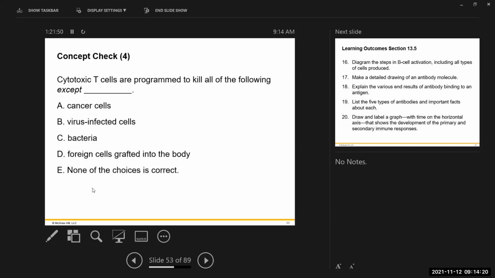So cytotoxic T cells are programmed to kill all the following except: when they kill cancer cells, when they kill virally infected cells, when they kill foreign cells grafted in the body, when they kill bacteria. No.